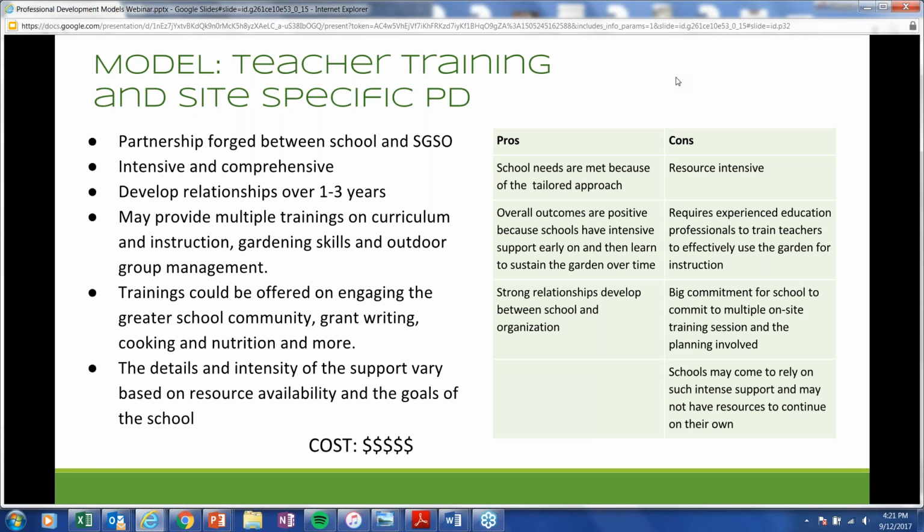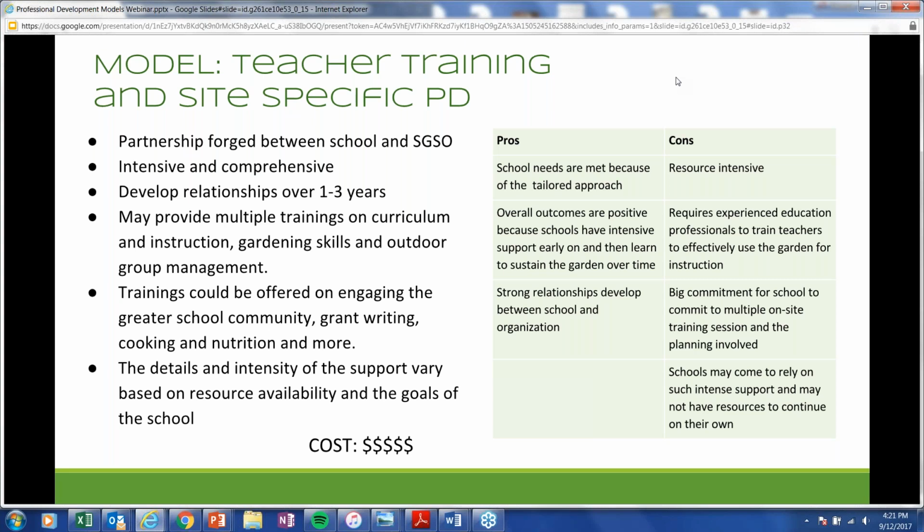I know that seems really straightforward, but what I found very interesting is the different ways that so many organizations are approaching this teacher training and site-specific PD in unique and exciting ways. The pros here: you meet the needs of the schools. It's tailored to what they need. Schools have the support early on, and they can also learn to sustain the garden over time. Sometimes that's just based on buy-in, right? And there are relationships built between the school and the organization.